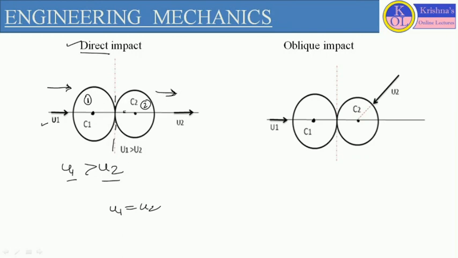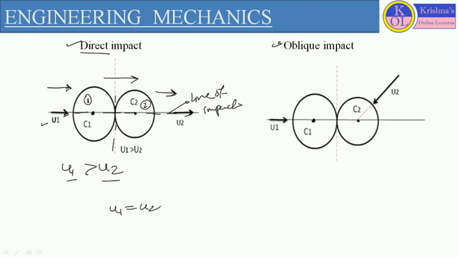So we can define direct impact when two bodies are moving in the same direction after application of forces, and if u1 is greater than u2, then before collision the bodies should move, or the line of motion should be along the line of impact only. This particular collision is called direct impact. Here these arrows represent the direction of motion, and this direction we are considering along the line of impact. So this is called direct impact.